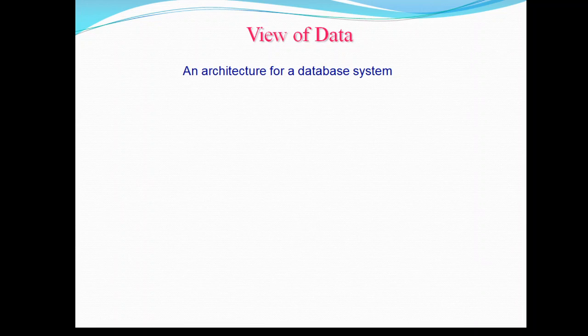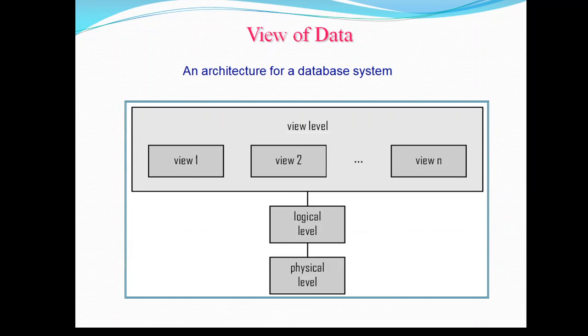In DBMS, when we view the data, we have presented the architecture for a database system here. When we view the data in DBMS, it has been divided into three different levels, that is physical level, logical level, and view level. And when you look at the view level, we have multiple views, that is view 1, view 2, and so on up to view n. Whereas the logical level is only one block, and the physical level also represents only one component representation, right?